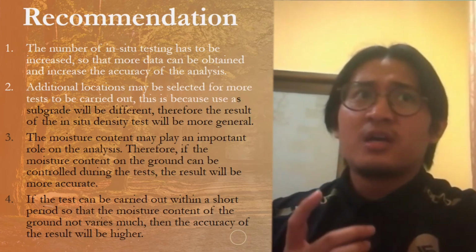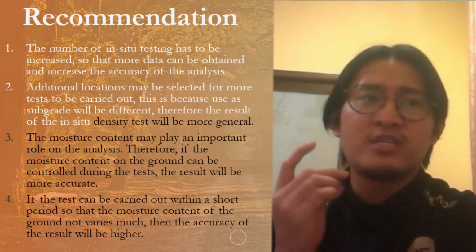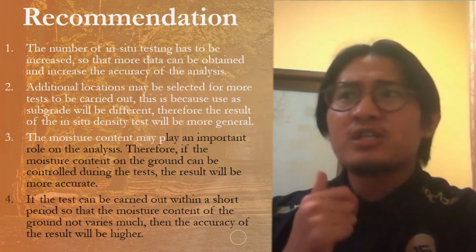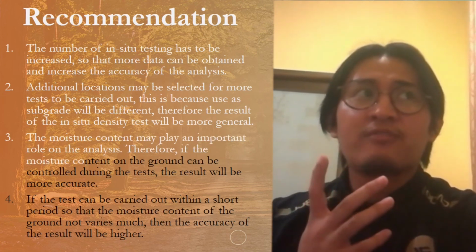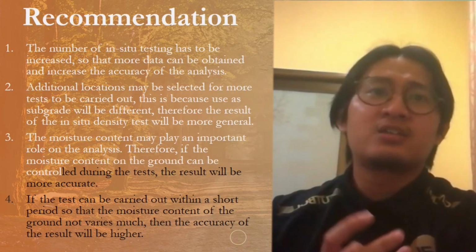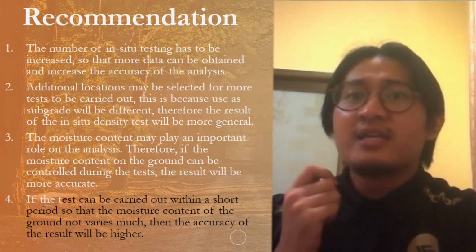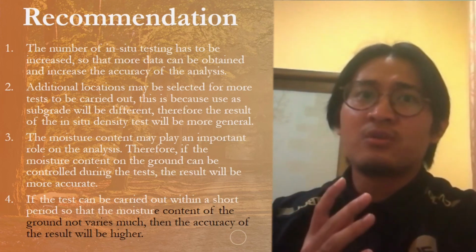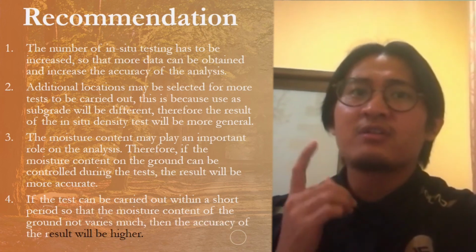This is because the soil used as subgrade will be different, therefore the result of the in-situ density test will be more general. Number 3, the moisture content may play an important role in the analysis, because if the moisture content on the ground can be controlled during the test, the result will be more accurate. Number 4, if the test can be carried out within a short period, so that the moisture content of the ground does not change very much, then the accuracy of the result will be higher. Okay, that's all. Thank you!